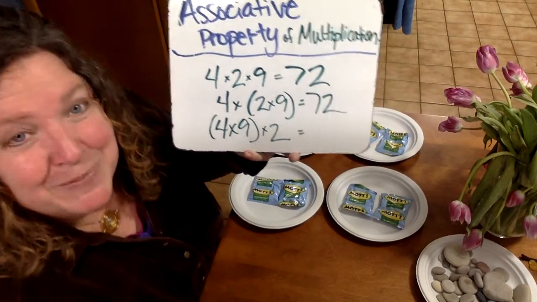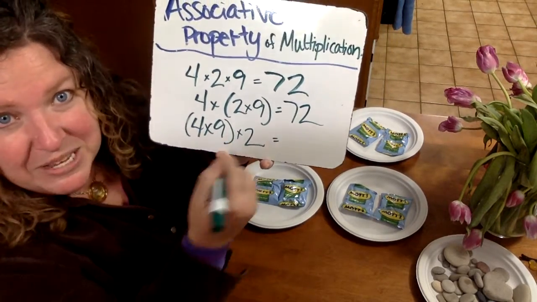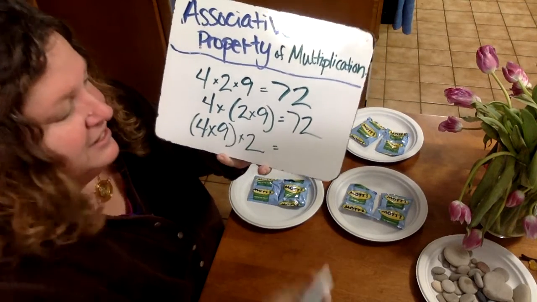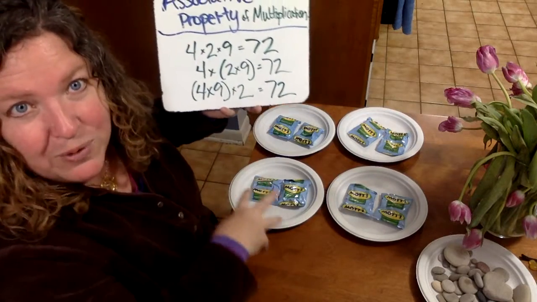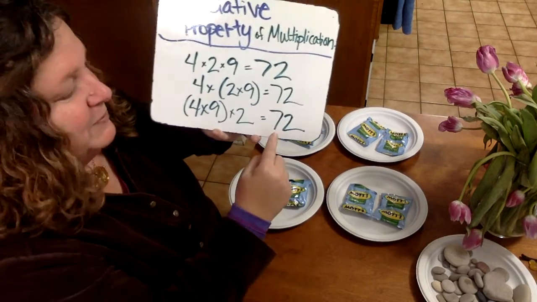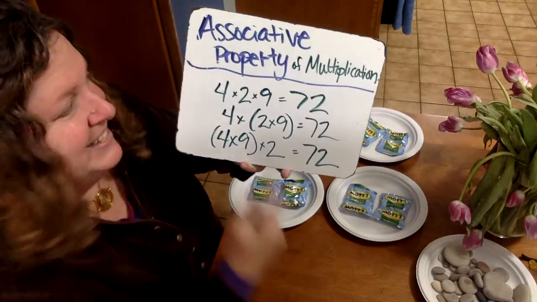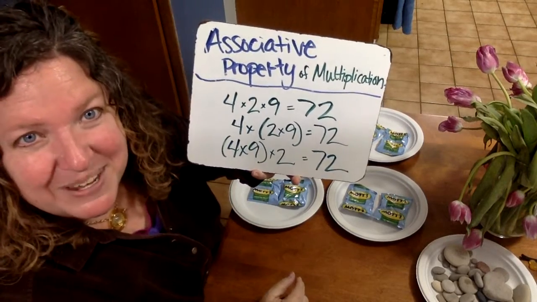We had to first commute it, which is okay too, and then we reassociated it and we still get 72. But no matter how we rearrange these, there's still 72 fruit snacks there. That's the essence of the associative property.